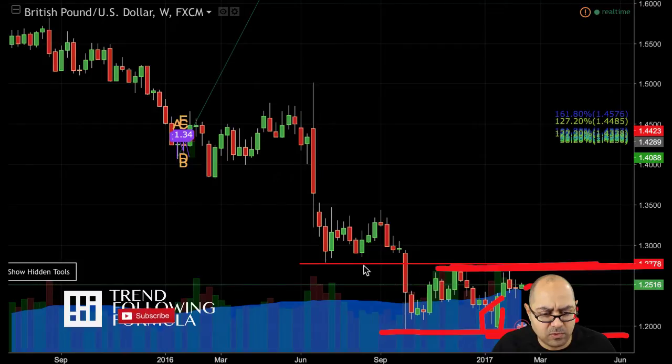Because as we see, the US dollar is getting into some sort of rally. There's a bullish confirmation in the US dollar. So what you would expect for the British pound, according to the negative correlation between them, is that it needs to go down.